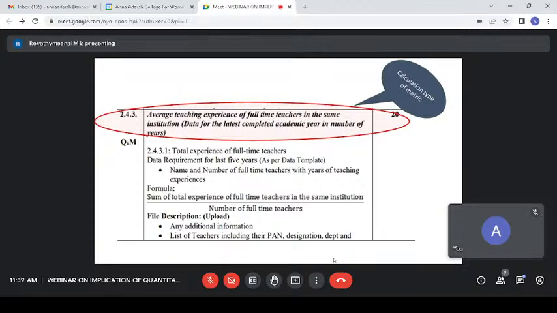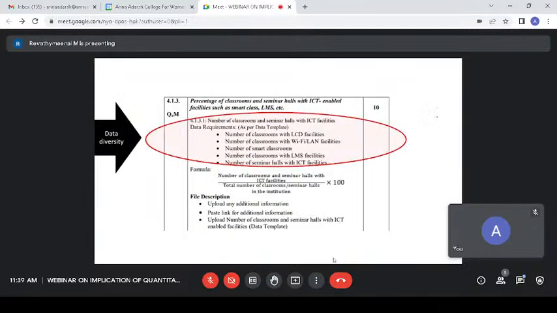Look at this question. Go to the next question, please. Next slide, please. Look at this question. They're asking for data diversity over here. Diverse kind of data is being asked. How many classrooms? How many classrooms with LCD? How many classrooms with Wi-Fi? How many classrooms with smart classroom boards? How many classrooms with LMS? How many seminar halls with ICT facilities?